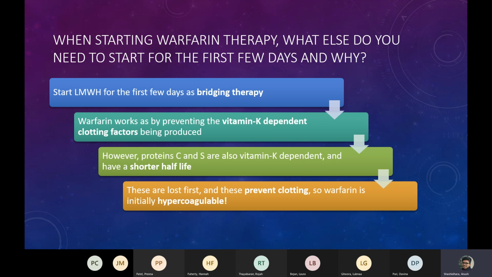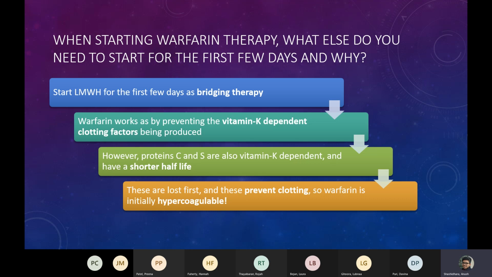Preena, this is such a classic consultant question, isn't it? This is one of those, once you've understood it, you won't forget this fact about warfarin. Yeah. And it is wild. It's wild.